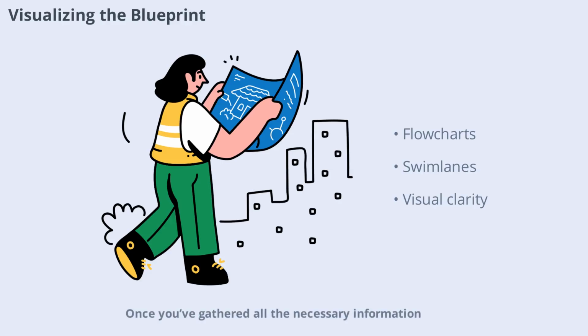Once you've gathered all the necessary information, it's time to visualize your service blueprint. Most blueprints are laid out as flowcharts or diagrams with horizontal swim lanes for each component. This visual format makes it easy to see how everything connects and where improvements can be made.